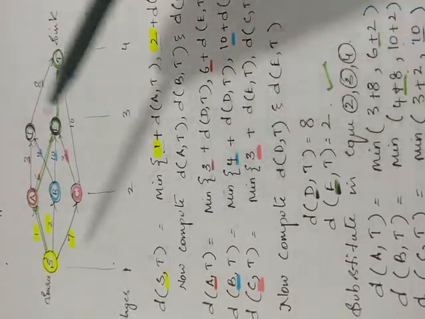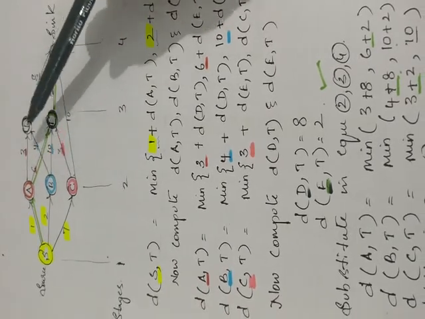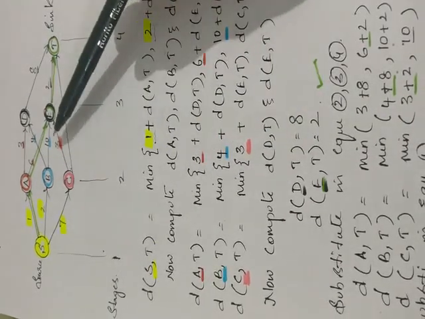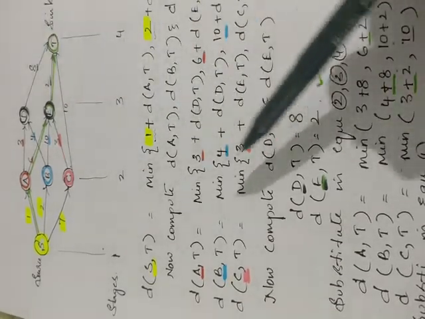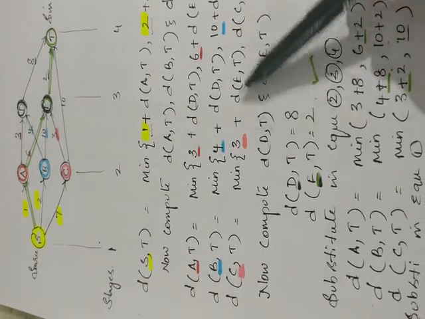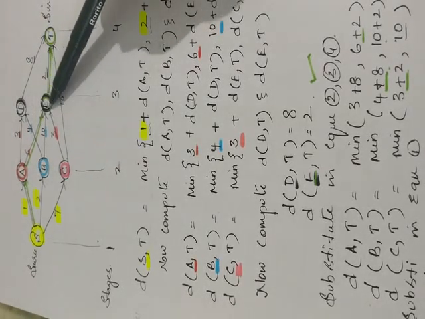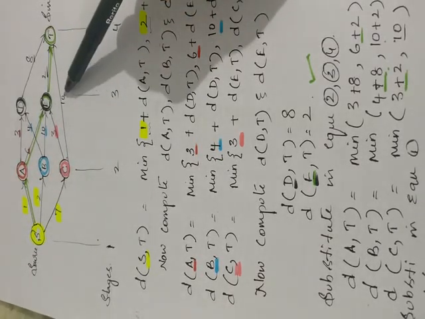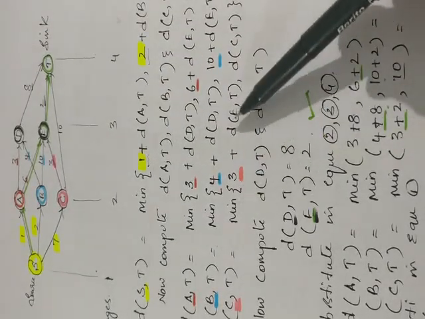Similarly for B. B, how many are there? 2 edges are there. So 4 plus D to T, 10 plus E to T. And next from C, 3 plus E to T, and there is a direct edge up to T, so you can call it as 10. So you can see here 3 plus D of E to T, we have to take the addition, that is from C I can take 3 plus the distance from E to T, and this is a direct distance, in this example it is 10, but I will be writing it as D of C to T. So you can see here 3 plus D of E to T plus D of C to T.